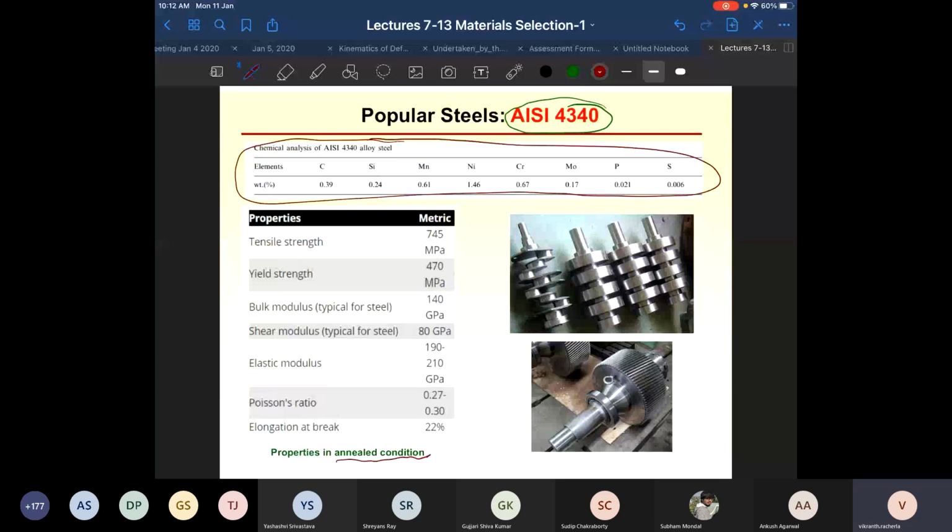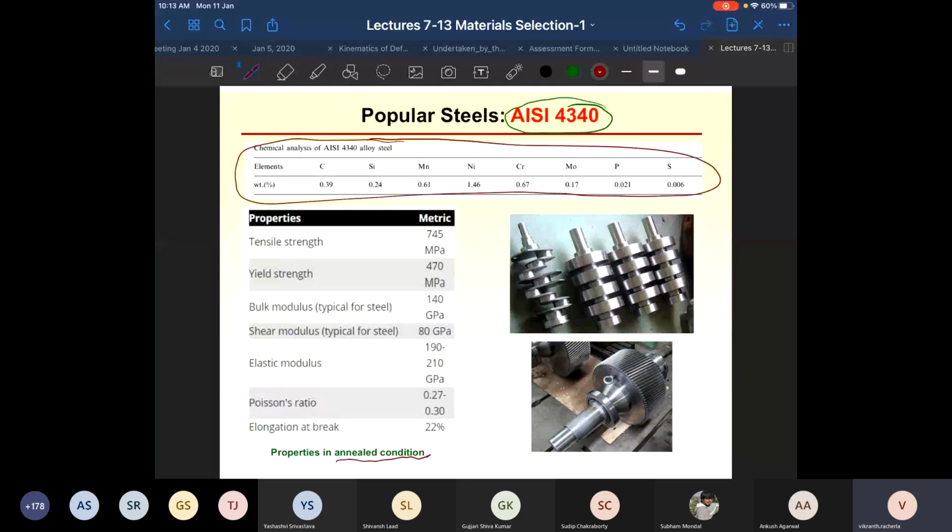What is annealed condition? When you manufacture material in the form of bar stock or plates, what is the manufacturing process used? Heating and cooling. Cold working? Sheet forming? You don't use cold working. You normally use hot rolling.